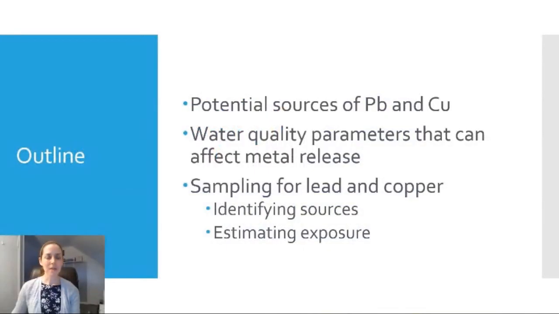So going through the outline of the talk this morning, we're going to be looking at the potential sources of lead and copper in premise plumbing and a private water system, looking at the water quality parameters that can affect metal release, and how to go about sampling for lead and copper. And we're not going to focus on regulatory sampling. Instead, we're going to focus on different sampling strategies that can help to identify sources of lead and copper in the premise plumbing system, and also how to go about estimating exposure, so figuring out whether or not somebody is exposed to certain amounts of lead or copper in their drinking water.